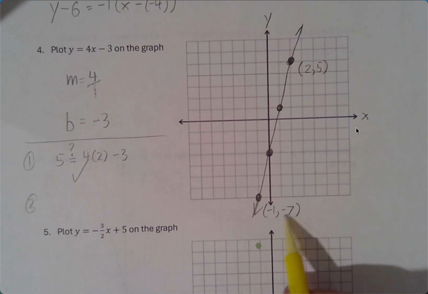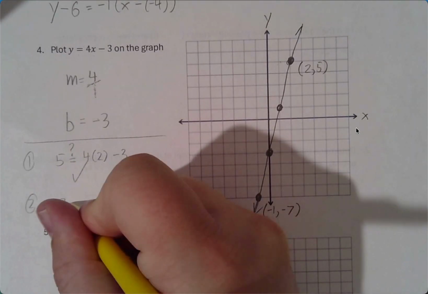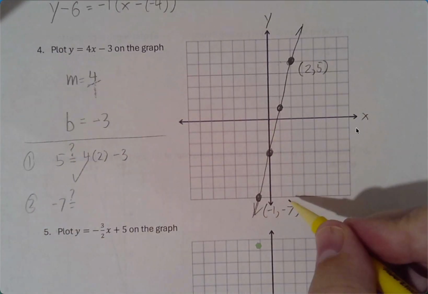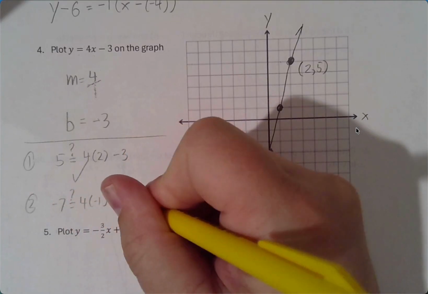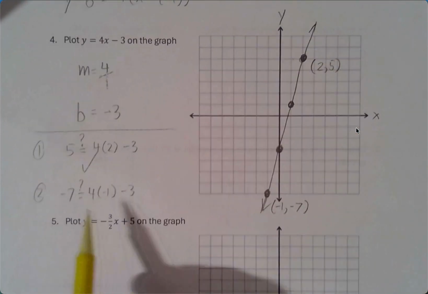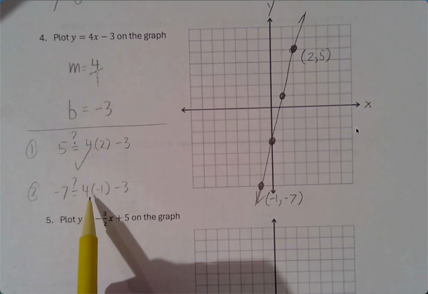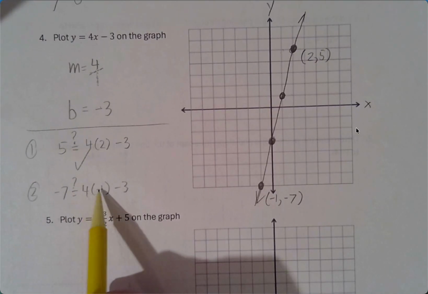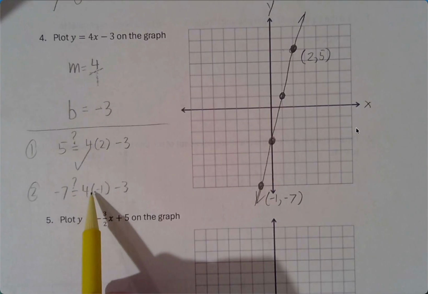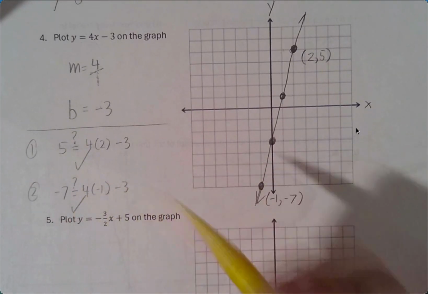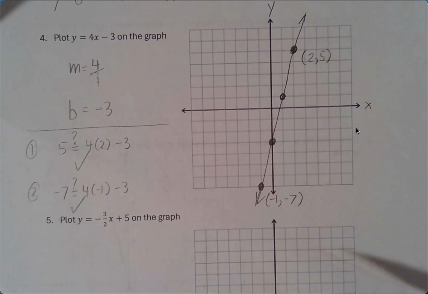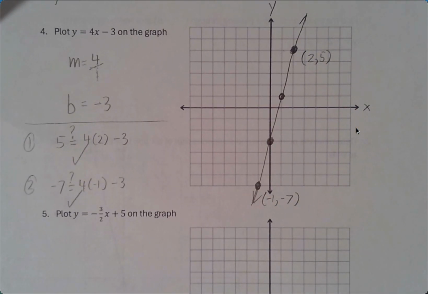By plugging in this one as well. So I should get -7 when I plug in -1. Once again, I'm not going to actually work that out. I trust you can with a calculator, but 4 times -1 is indeed -4. And -4 minus 3, again, carefully use your calculator if you need, does indeed produce -7. So this is definitely the right graph.